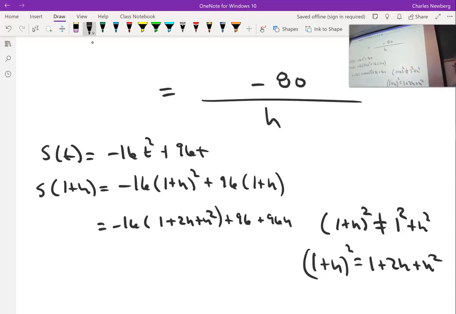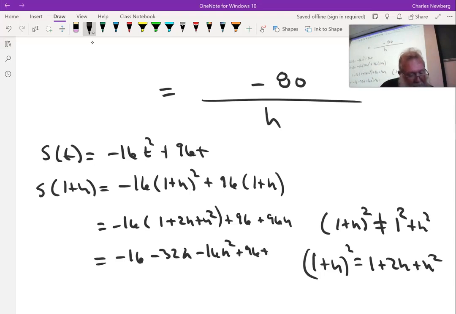And I'm just doing some scratch work. We'll take this back up in the formula in a second. Let's distribute the negative 16 through. So I get negative 16 minus 32h minus 16h squared. I've distributed the negative 16 through there, making sure I did it correctly. And we still get the 96 and the 96h.